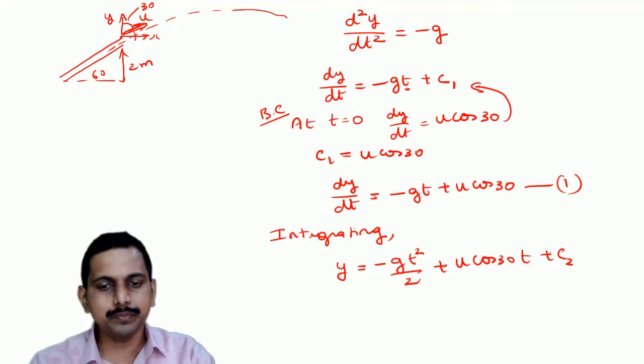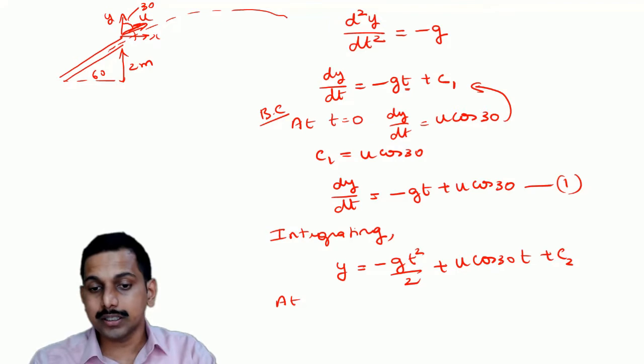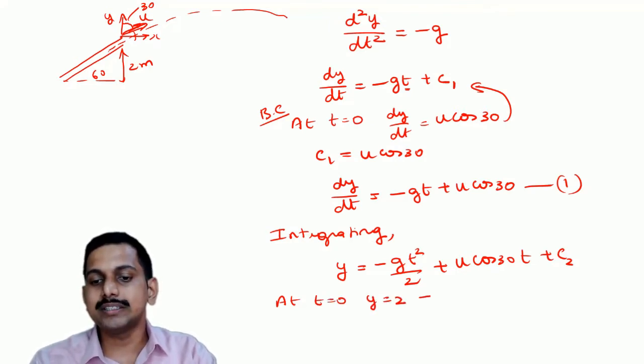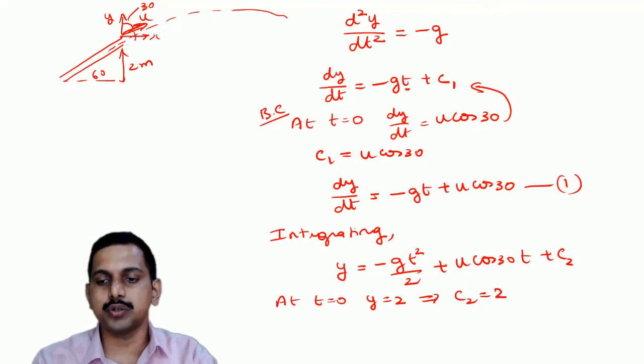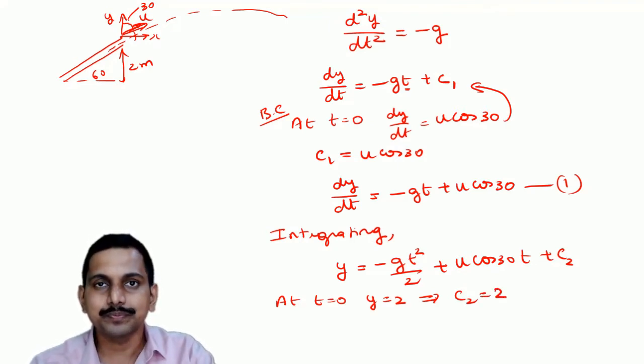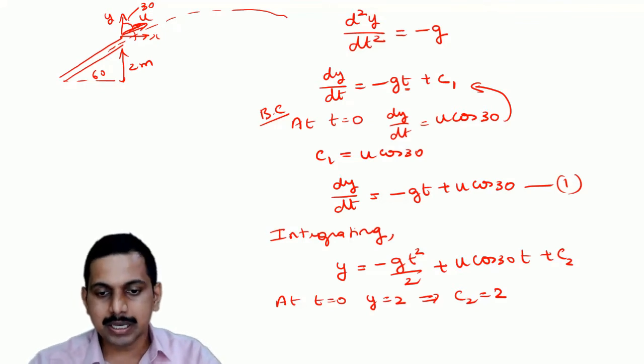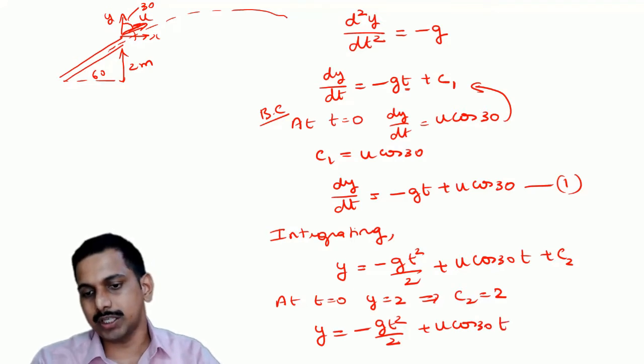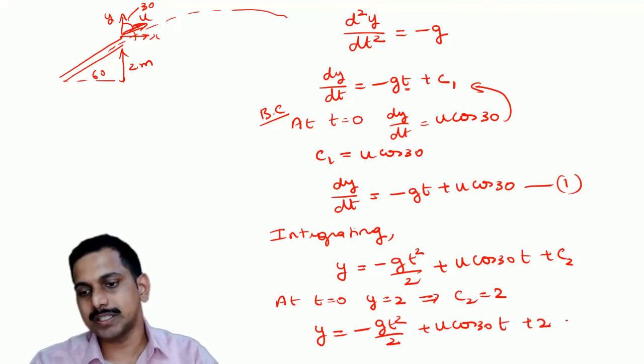Now how to find out C2? At t is equal to 0, y is equal to 2. This implies my C2 is also equal to 2, because this goes to 0, this goes to 0, C2 becomes equal to 2. So now the equation I am getting for y is minus gt square by 2 plus u cos 30 into t plus 2. This is equation 2.